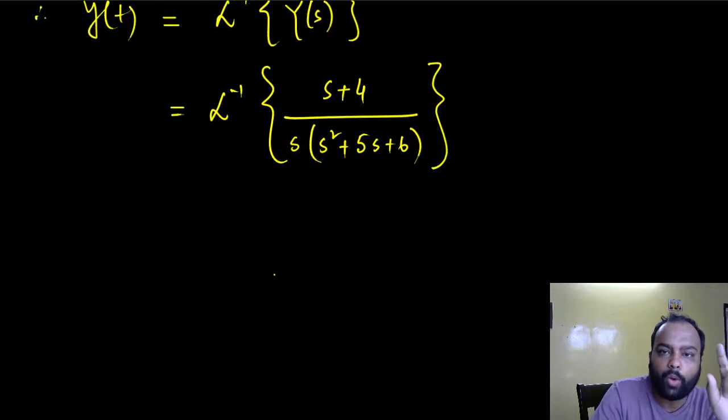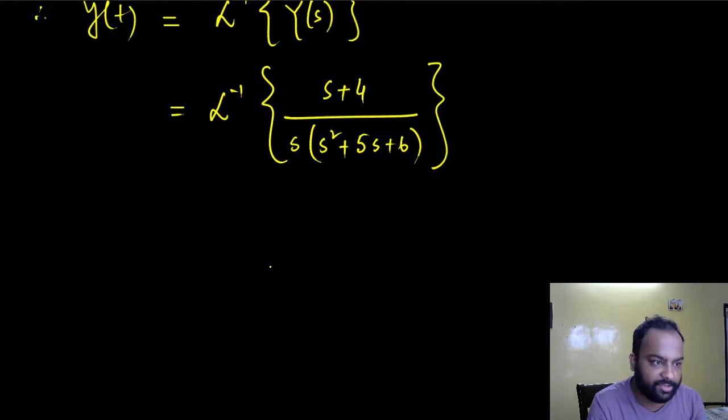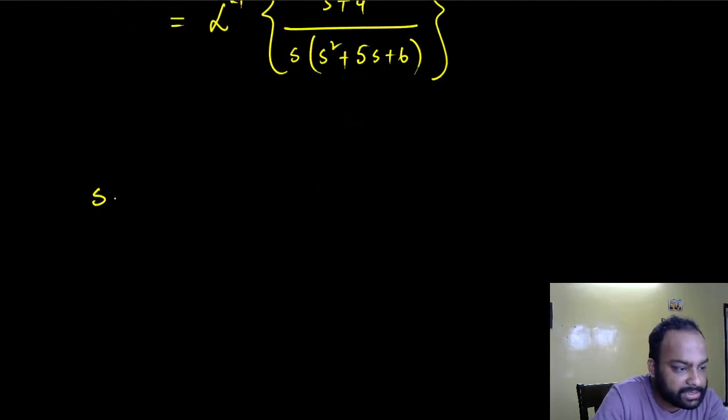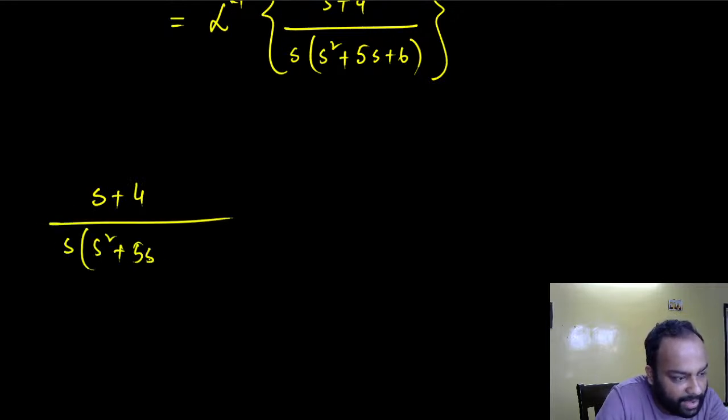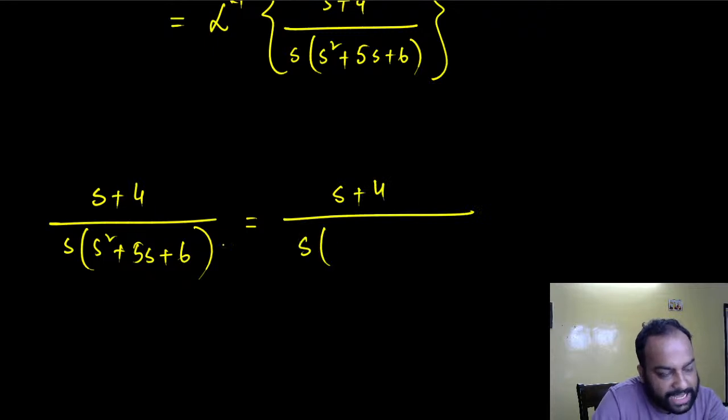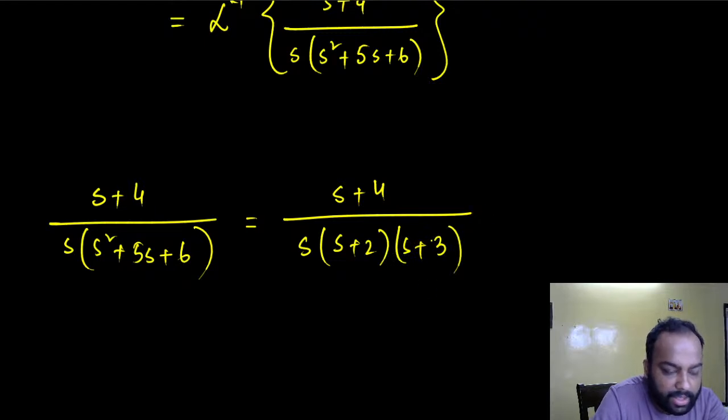Okay, all right. But now what we would try to do instead is figure out the inverse Laplace transform by thinking about the Laplace transforms themselves. So we are going to take the partial fractions of this. Recall, this is s plus 4 divided by s into s square plus 5s plus 6, which can be factorized as s into s plus 2 into s plus 3.